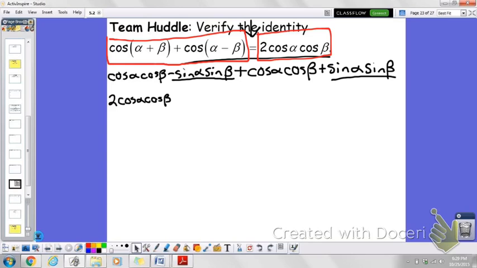So here is the solution to this problem. We had to get cosine of alpha plus beta plus the cosine of alpha minus beta equal to 2 cosine alpha cosine beta. And this is what you should have had.